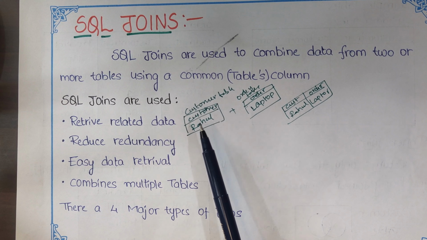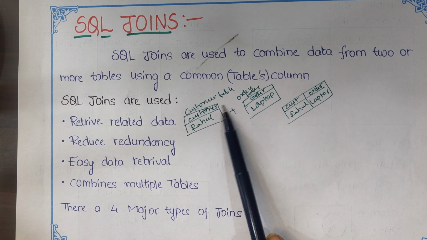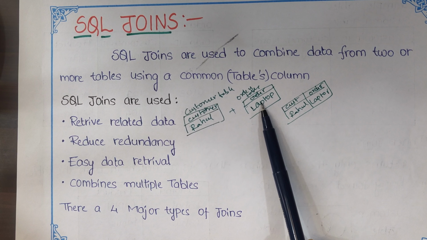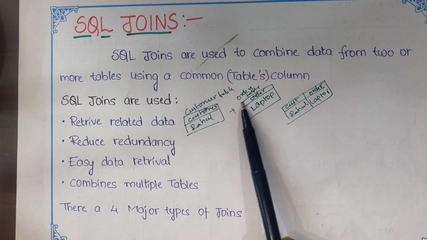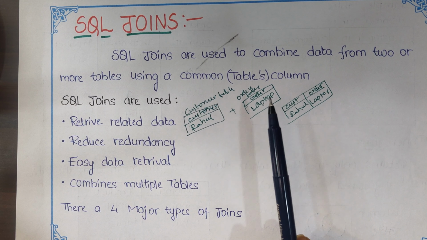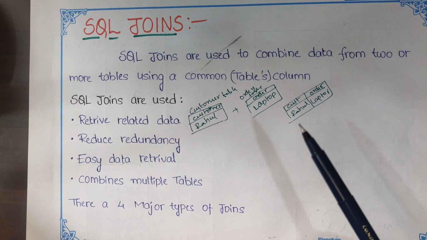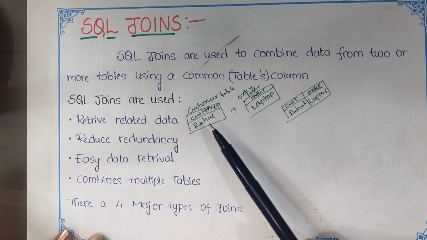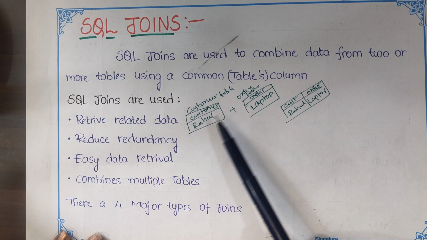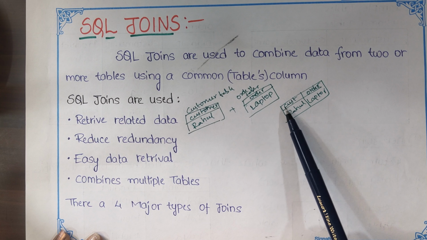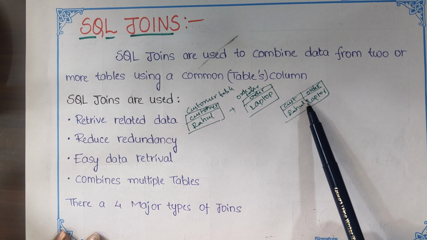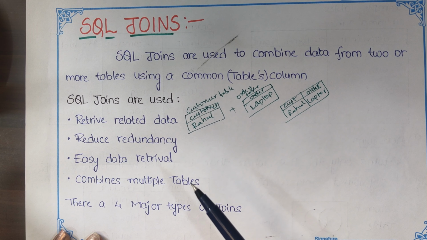We have two different tables, like the customer table is separate and the orders table is separate. Here, in the customer table we have a person named Rahul. In the orders table we have an order for a laptop. To get to know which person placed which order, we need to combine the two individual tables, the customer table and the orders table. We combine both and create a specific table where which person placed which order is clearly known. So this is what we mean by retrieving related data.